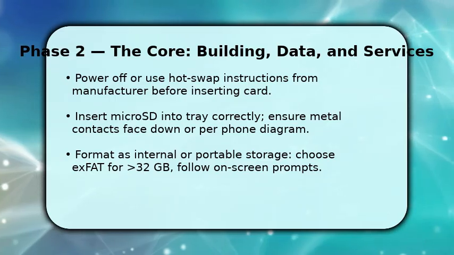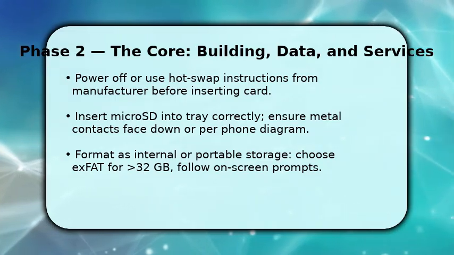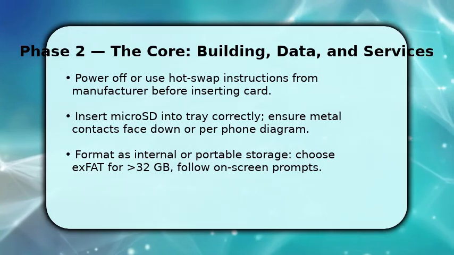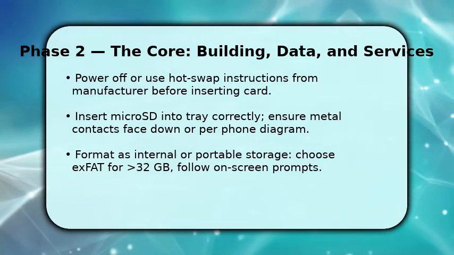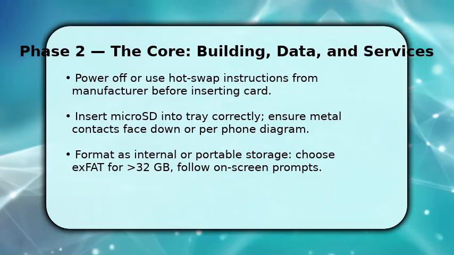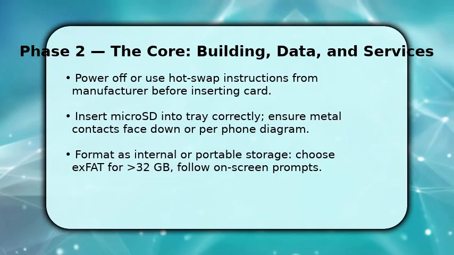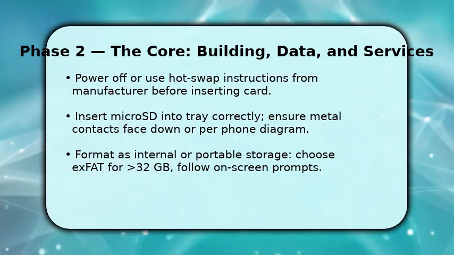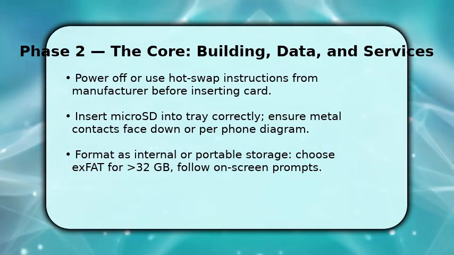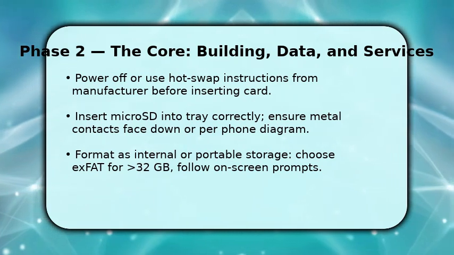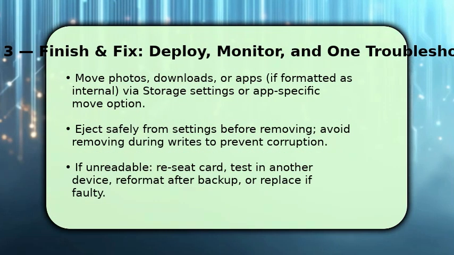Once the phone detects the card, go to Storage Settings, choose Portable Storage for media, or Format as internal to move apps. Know that formatting as internal will erase the card and tether it to that phone. When prompted, select exFAT for cards larger than 32 GB to avoid file size limits. Finish formatting and wait, and you can now move content.